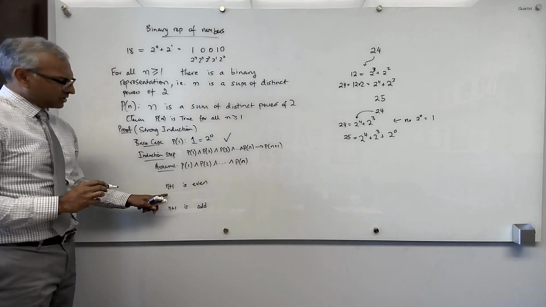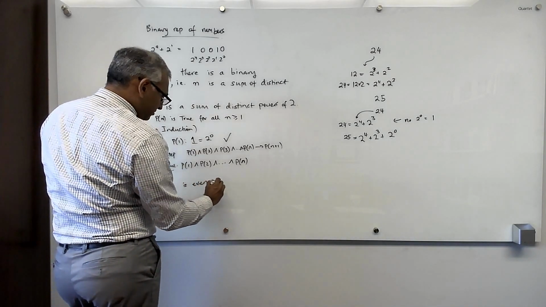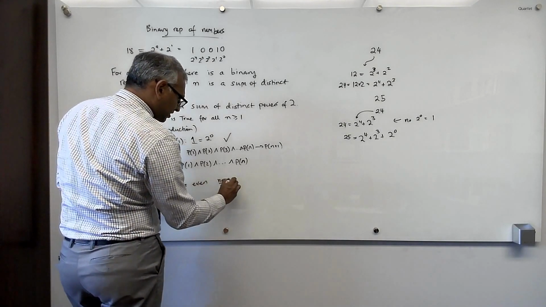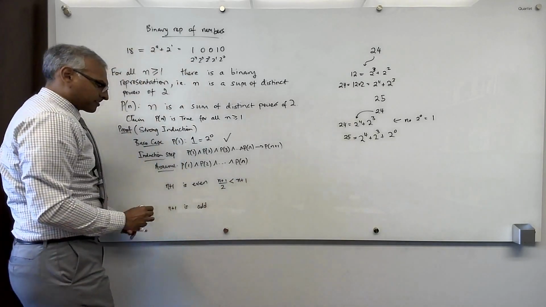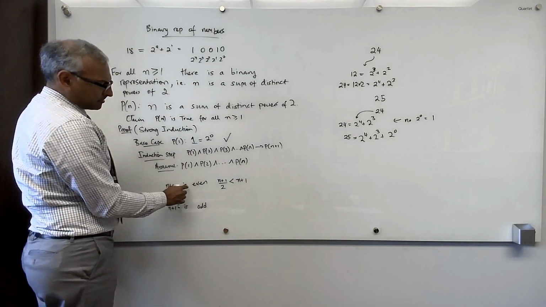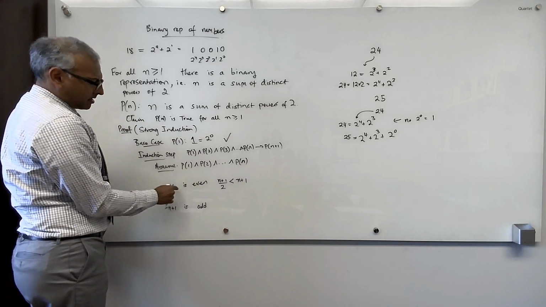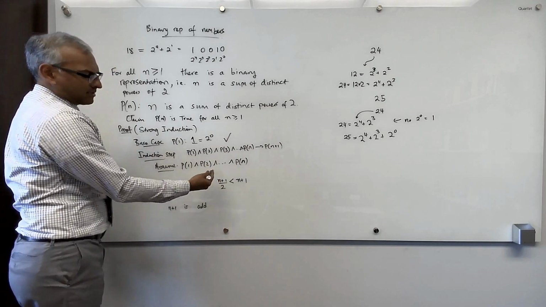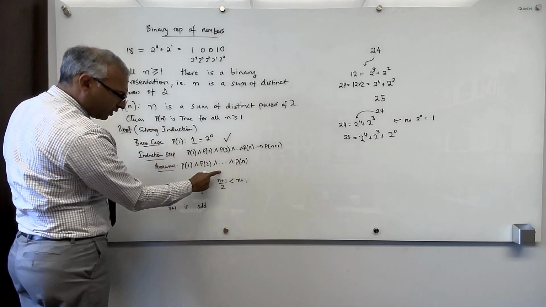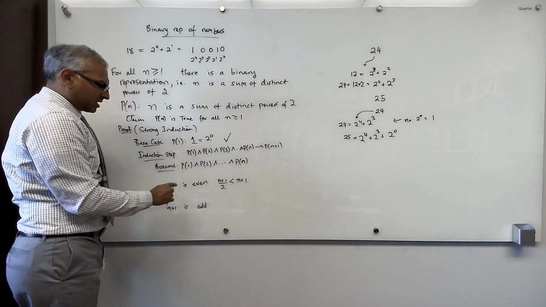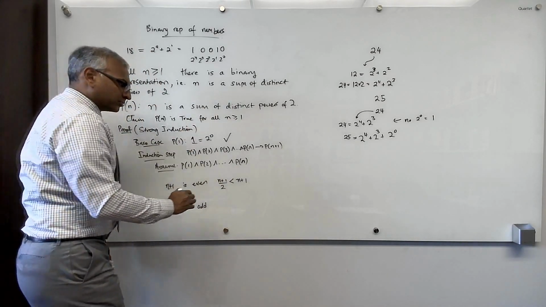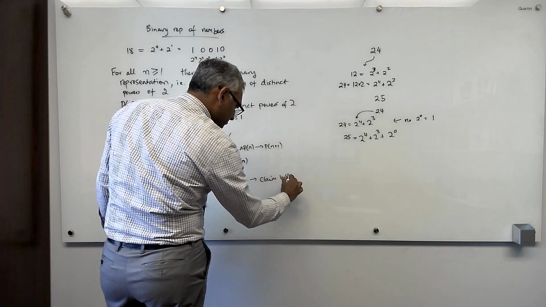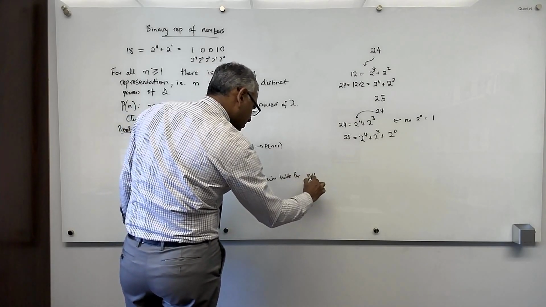Okay. If n plus 1 is even, then (n plus 1)/2 is strictly less than n plus 1, because n plus 1 is at least 2. So (n plus 1)/2 is strictly less than n plus 1, which means that it's one of these numbers, which means that the claim holds for (n plus 1)/2.